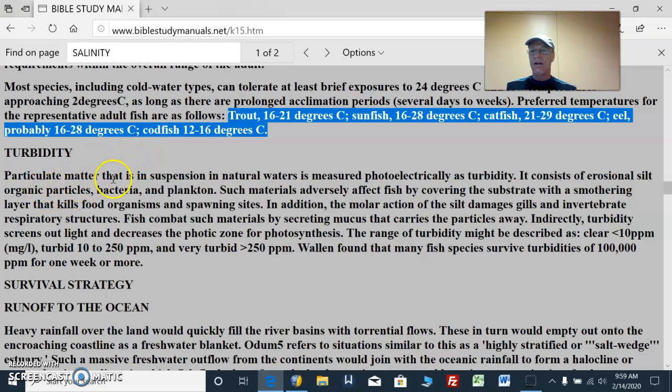Turbidity. So particulate matter that is in suspension in natural waters is measured photoelectrically as turbidity. It consists of erosional silt, organic particles, bacteria, and plankton. Some materials adversely affect fish by covering the substrate with a smothering layer that kills food organisms and spawning sites. In addition, the molar action of the silt damages gills and invertebrate respiratory structures. Fish combat such materials by secreting mucus that carries the particles away. Indirectly, turbidity screens out light and decreases the photozone for photosynthesis. The range of turbidity might be described as clear, 10 parts per million, turbid, 10 to 250, very turbid, over 250. Wallen, a scientist, found that many fish species survive turbidities of 100,000 parts per million for 1 week or more.